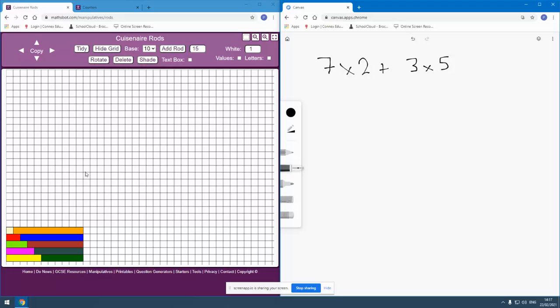Now, if we already know something about multiplication, then we will know that that is a representation of 7 times 2. And similarly, this is a representation of 3 times 5. Okay, so I have here 7 times 2 and I have 3 times 5. And what I want to do is to add them together. Well, I'm looking at it and thinking, it's the area that represents these values. This area represents 7 by 2. This area represents 3 times 5.